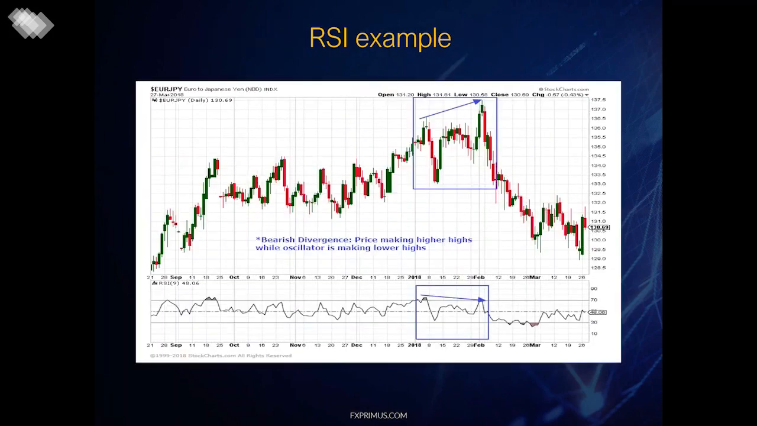Now over here, we have a scenario of a bearish divergence, which is the opposite. So when the price is making higher highs, from this high over here to this high over here, and the oscillator is making lower highs, so this is a high and this is a lower high, this is when it's called the bearish divergence. And of course, we see the price moving lower.